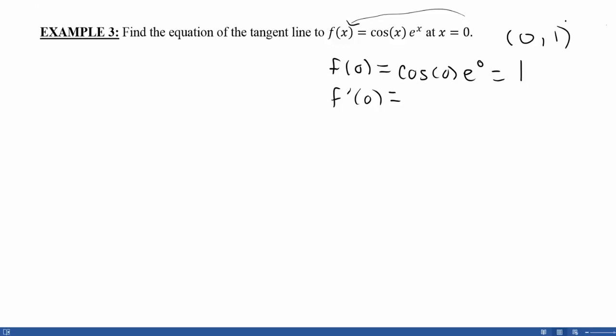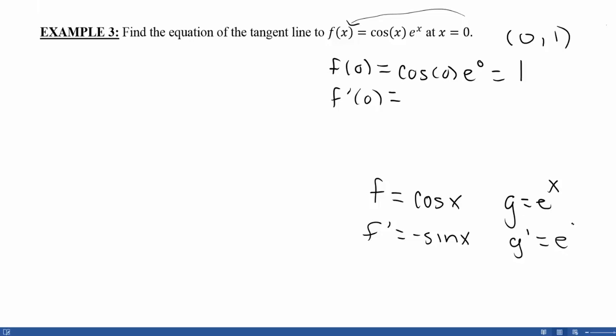In order to get my derivative at 0, I'm going to have to use the product rule to find the first derivative of this function. Now here's a case, like I mentioned before, where we're calling this function f of x. So when we do our side work, it might be confusing to call our functions f of x and g of x. So instead I'm just going to call them f and g to remember that I'm just doing this on the side. So my f is cosine x and my g is e to the x. The derivative of cosine is negative sine, and the derivative of e to the x is e to the x.